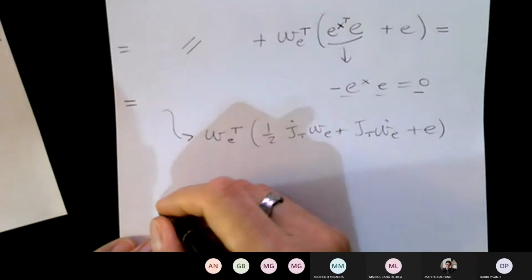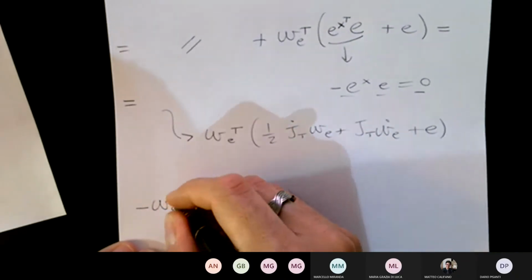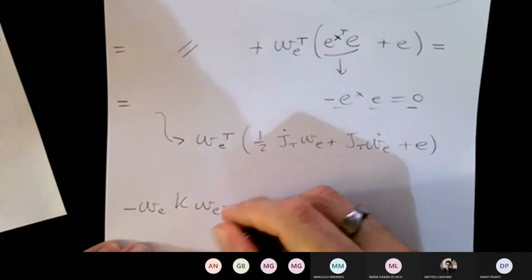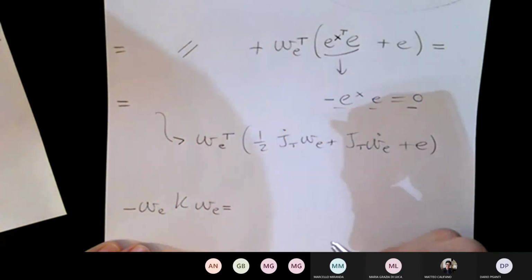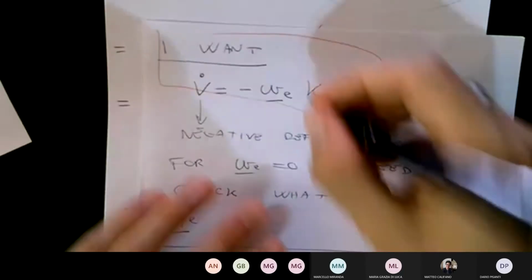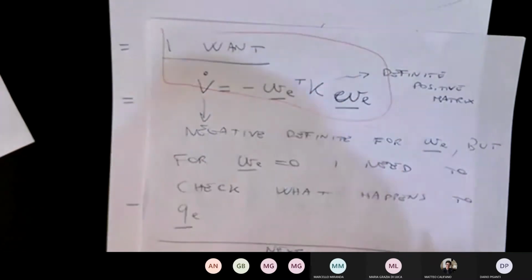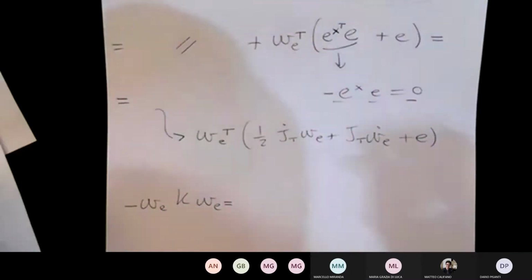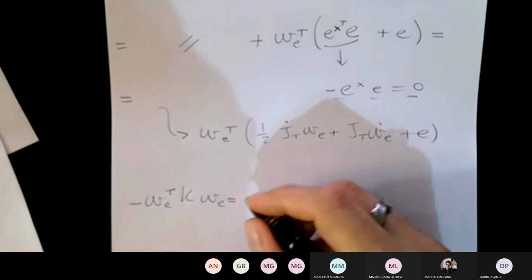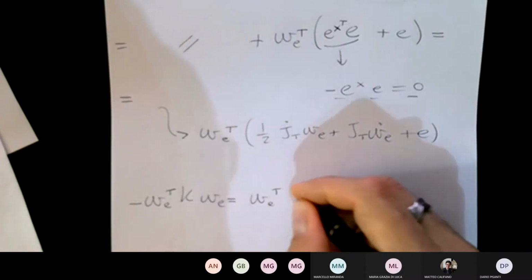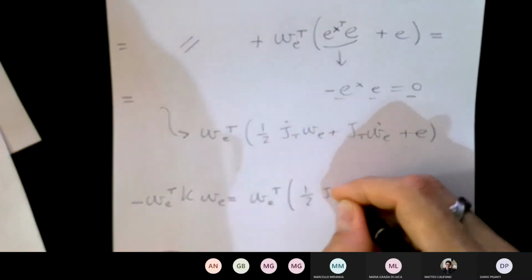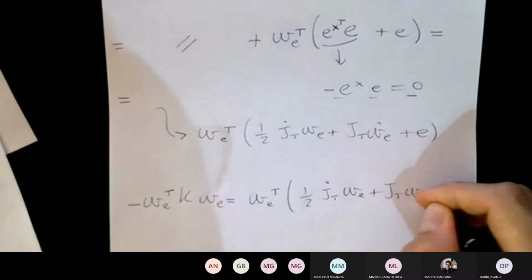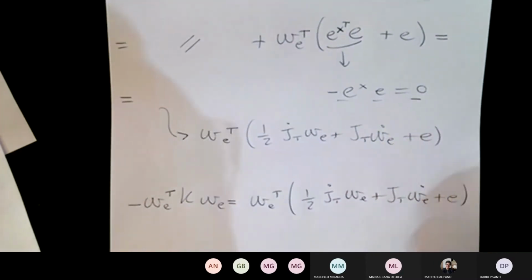I'm going to say that I want minus omega E transpose k omega E to be equal to, there was a transpose somewhere. Yeah, there was a transpose here. Sorry about that. I forgot to transpose in the desired V dot, otherwise it wouldn't make any sense. Then I have omega E transpose 1/2 J_T dot omega E plus J_T omega E dot plus E.